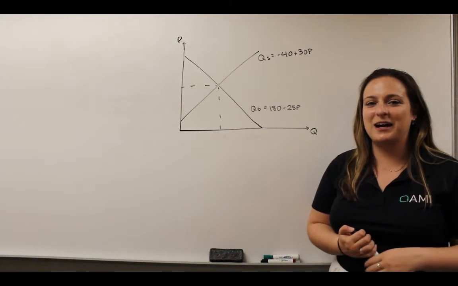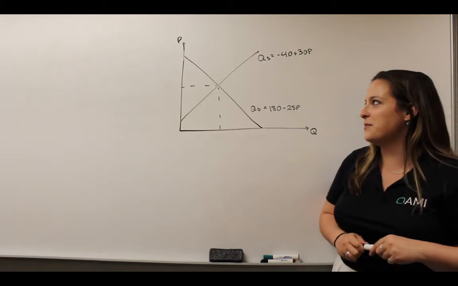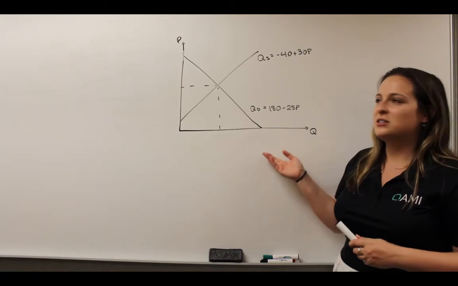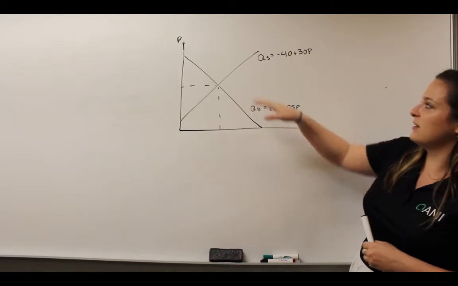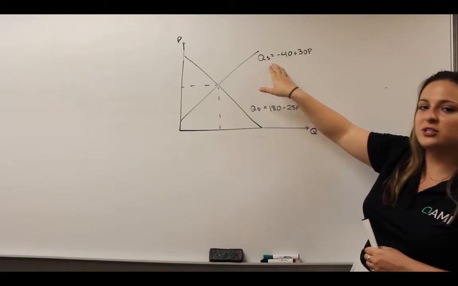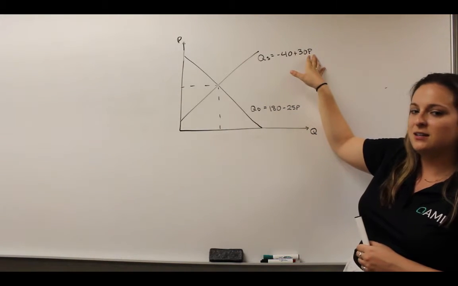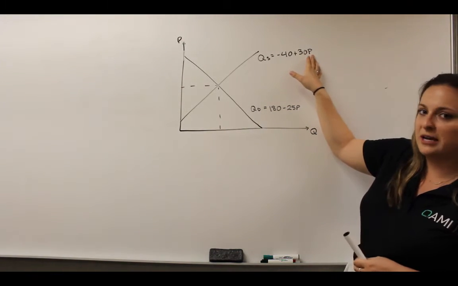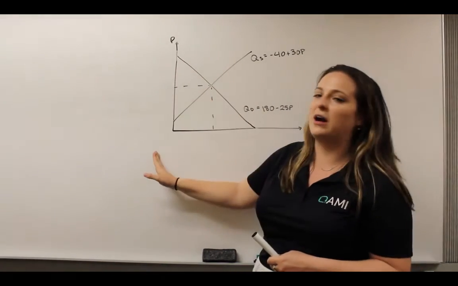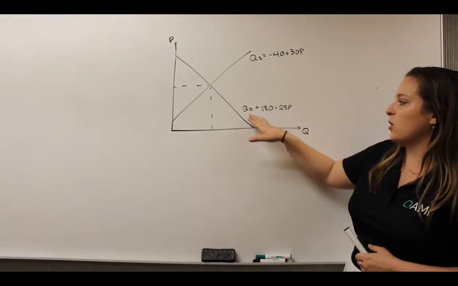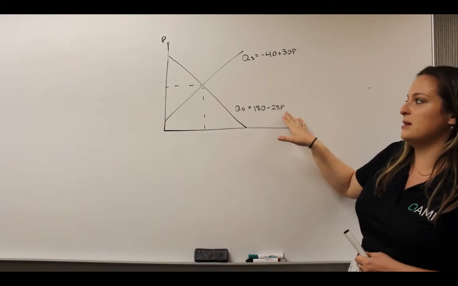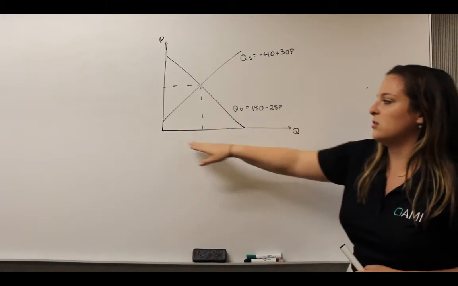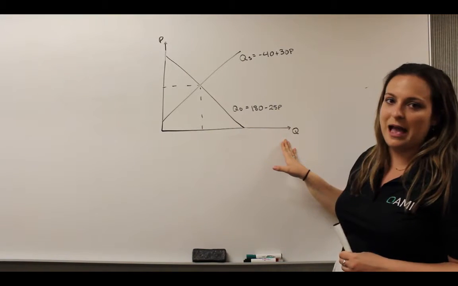I'm with the Economics Tutoring Center at ASU, and we are going to be solving a problem to find the equilibrium price and equilibrium quantity. We are given our quantity supplied here, which is negative 40 plus 30p, where p indicates price, which is also the y-axis here. And then we're given our quantity demanded as 180 minus 25p. This is also our quantity x-axis.